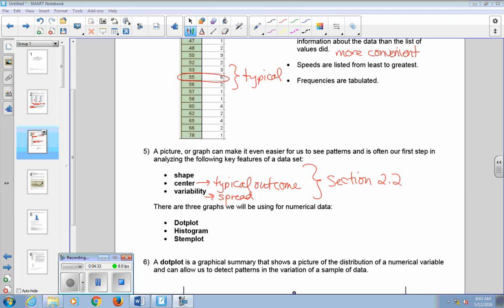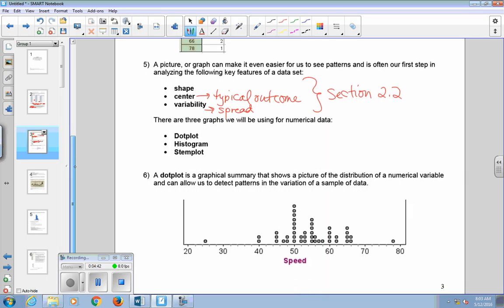There are 3 graphs we're going to be using for numerical data. First one is a dot plot. We're also going to look at a histogram and a stem plot. And so as an example, in number 6, we've got a dot plot. A dot plot is a graphical summary that shows a picture of the distribution of a numerical variable and can allow us to detect patterns in the variation of a sample of data. So here, distribution, keep in mind that this shows the values in your data set and also shows the frequencies. So very similar to the table above, and shows the values and the frequencies of these values.